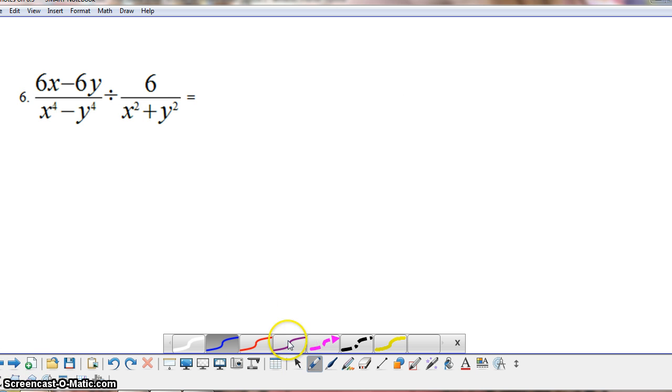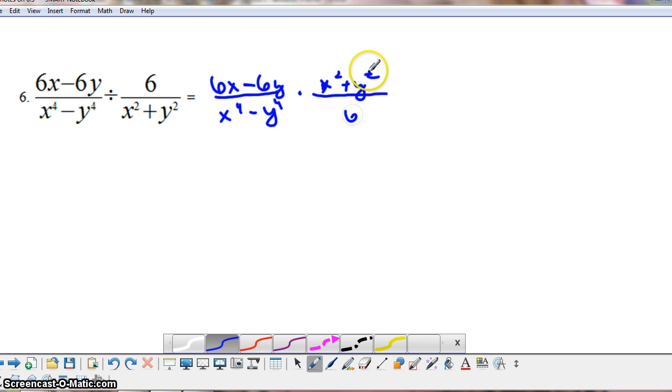And let's take a look at this last example. For this last example, I'm going to start by rewriting this division problem as a multiplication problem. So we have 6x minus 6y over x to the 4th minus y to the 4th. And then we have x squared plus y squared over 6. So I'm taking this second fraction and taking the reciprocal of it.